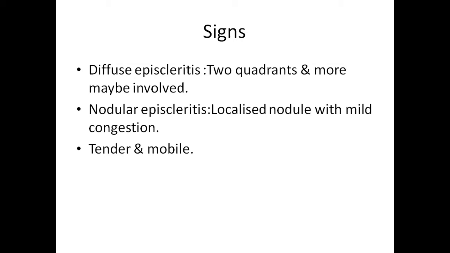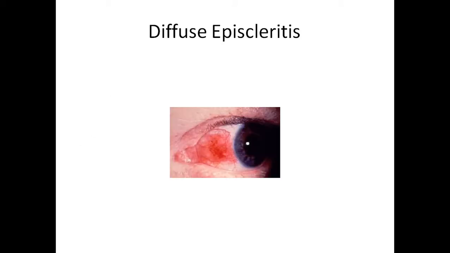Diffuse episcleritis, when it involves 2 quadrants or more. Nodular episcleritis, a localized nodule with mild congestion will be seen. Typically, the nodule will be tender and it moves with the movement of the conjunctiva. If you try to move the bulbar conjunctiva, the nodule will move along with the conjunctiva. So this is the typical differentiating point between scleritis and episcleritis. The episcleritic nodule will move with the movement of the conjunctiva, whereas scleritis will not move with the movement of the conjunctiva.